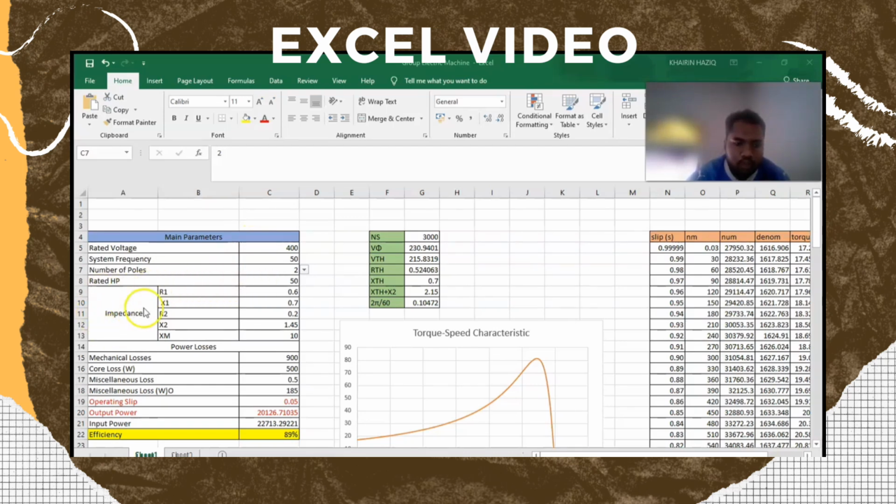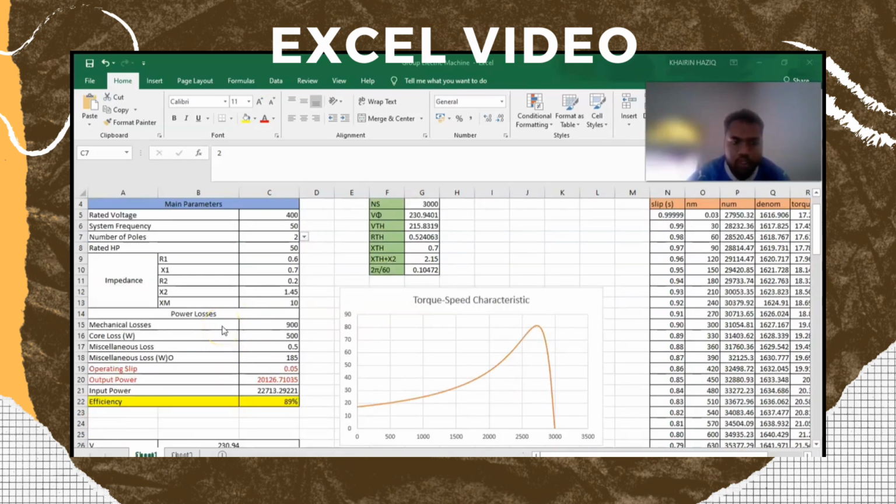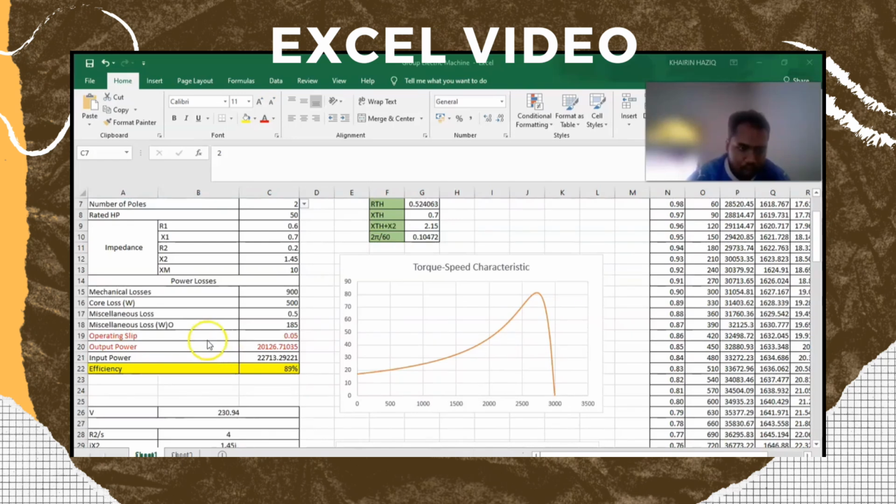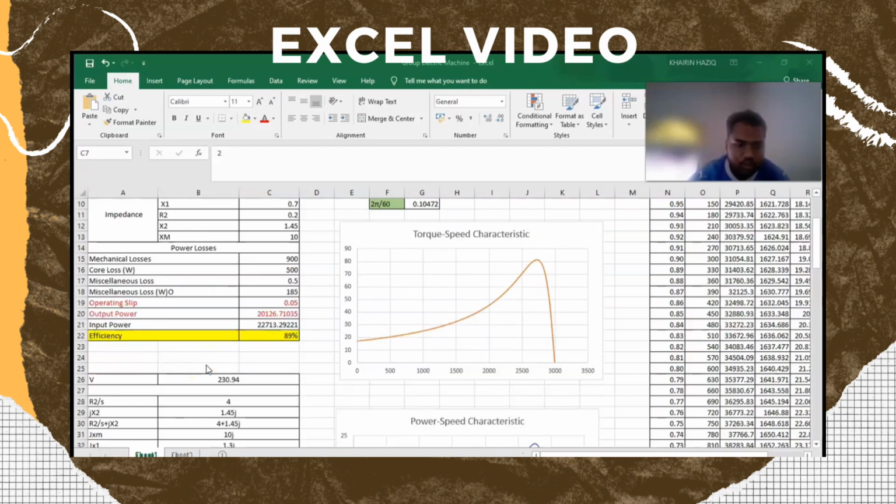We have 5 impedances here: R1 0.6 ohm, X1 0.7 ohm, R2 0.2 ohm, X2 is 1.5 ohm, and Xm is 10 ohm. So we have 4 losses here: mechanical loss, core loss, machinist's loss, and machinist's loss without output. And we have our operating slip, output and input power, and our efficiency.